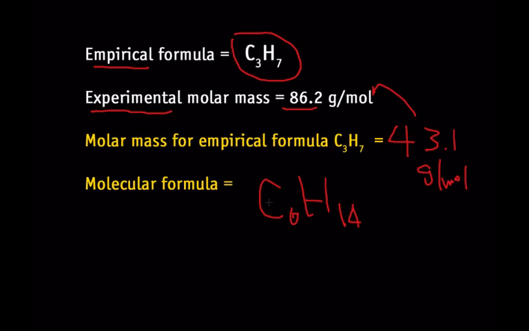So our problem is solved. From the combustion analysis, we found that the amount of CO2 and water that came out told us the empirical formula was 3 carbons, 7 hydrogens. We knew from the experimental molar mass that the molar mass was actually twice that of the empirical formula mass, or a molecular formula of C6H14.